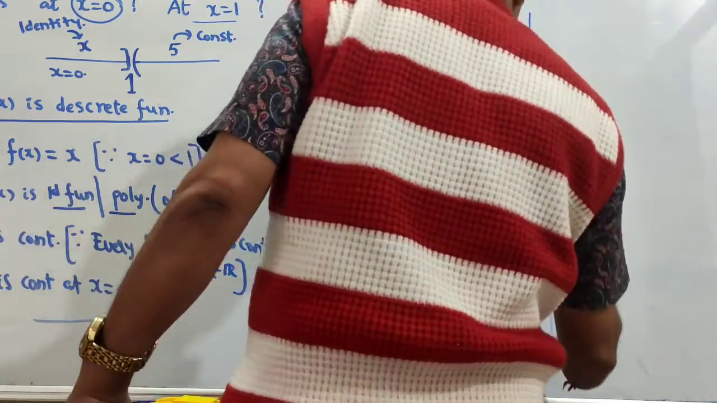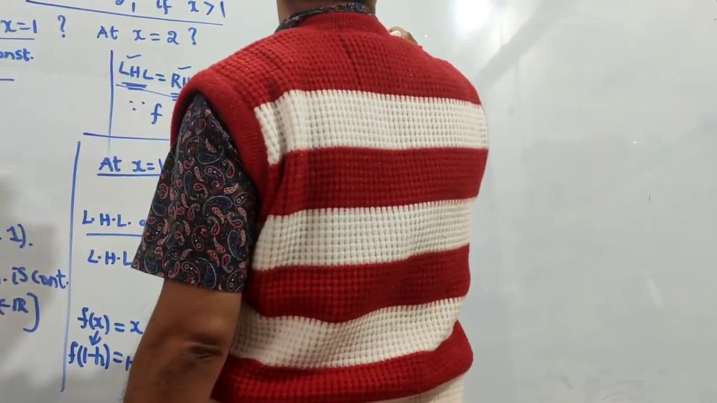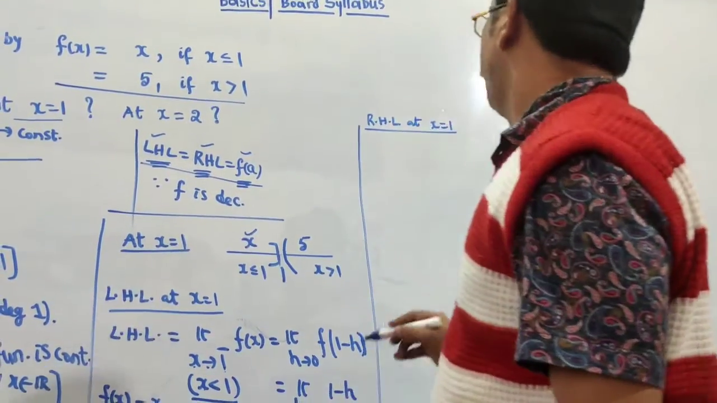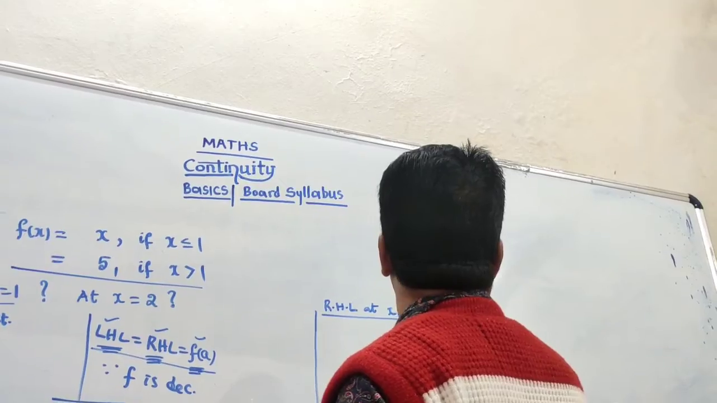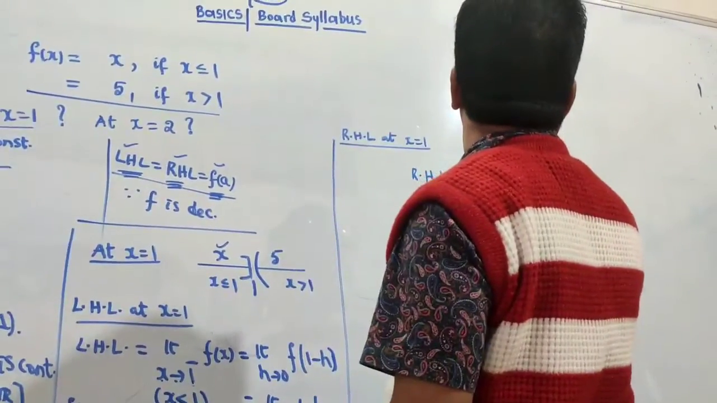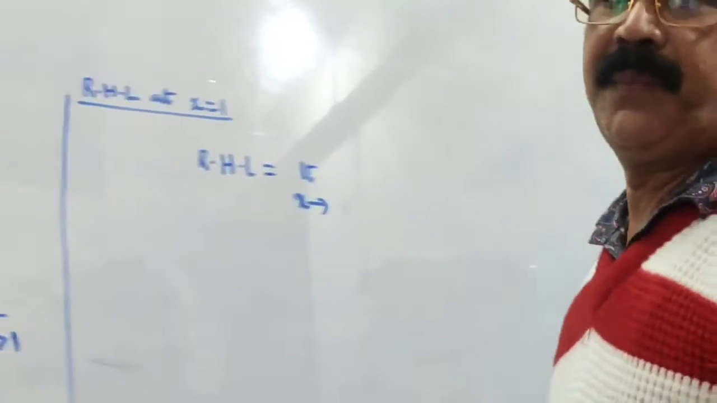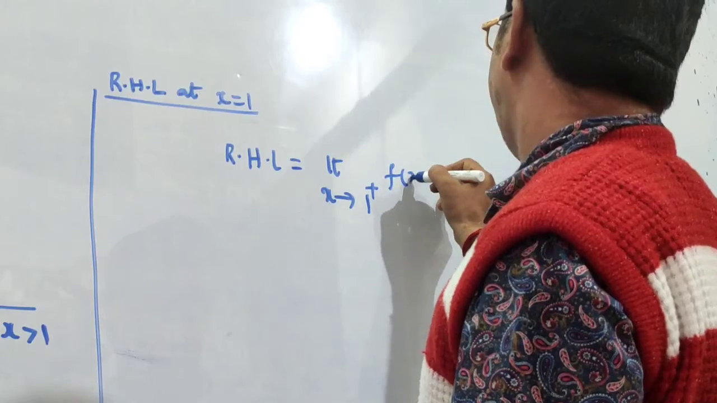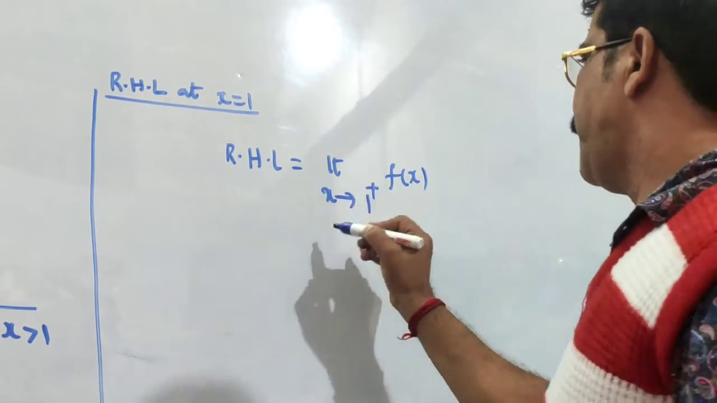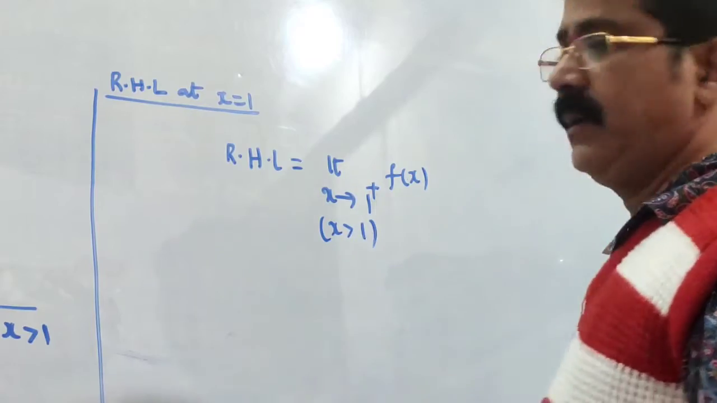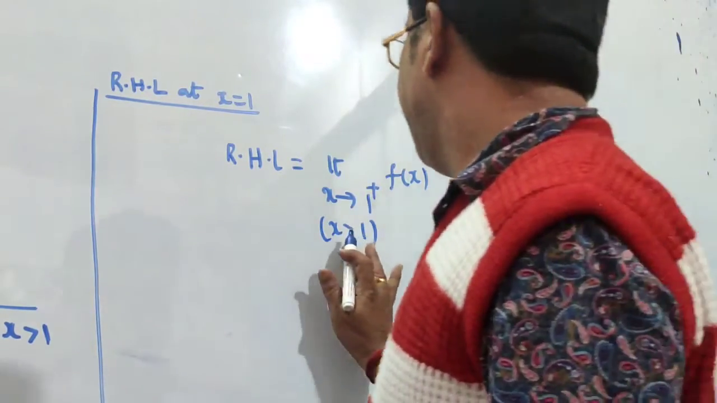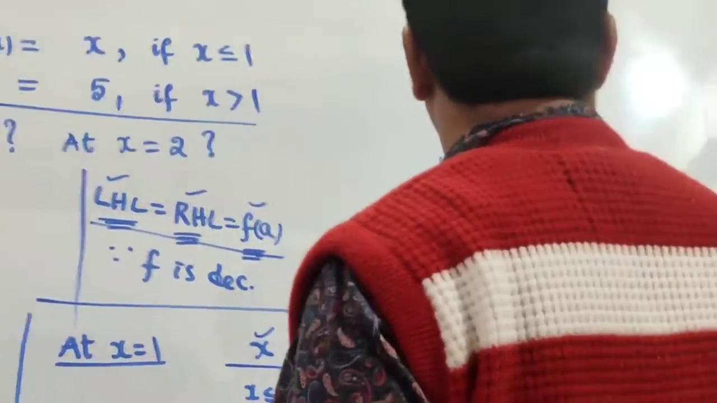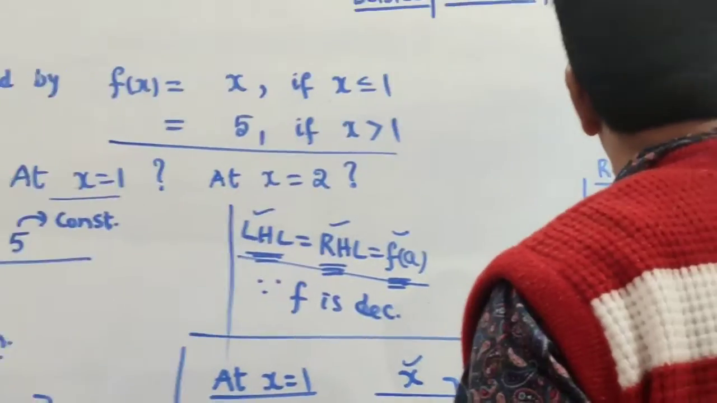Next, right hand limit at x equal to 1. The notation is limit x tends to a plus, here a equal to 1, so limit x tends to 1 plus of f of x. X tends to 1 plus means x is greater than 1. When x is greater than 1, what is f of x? Here f of x is equal to 5.